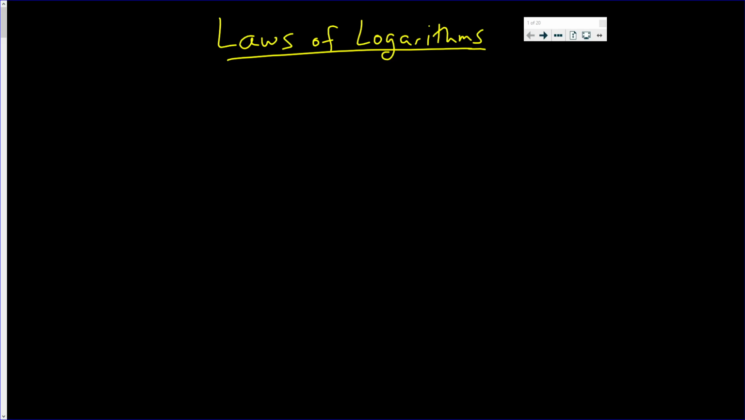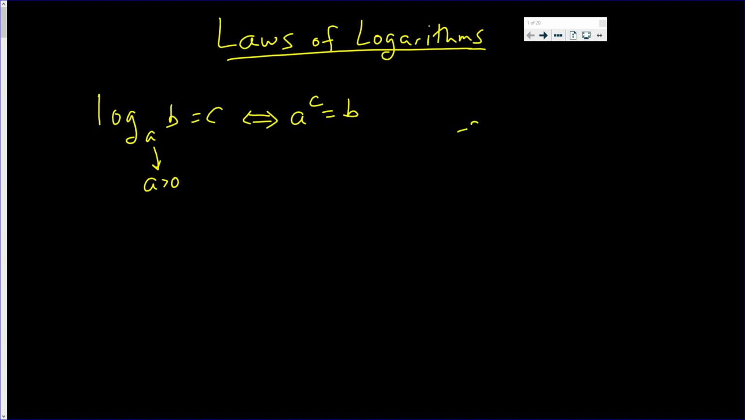In this video, we're going to talk about the laws of logs. First, let's talk about the values that A, B, and C can take on. We talked in the last video about how A has to be positive. Because remember, that on the left means A to the C equals B.